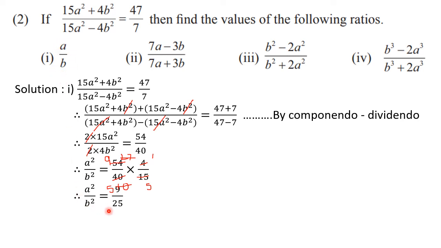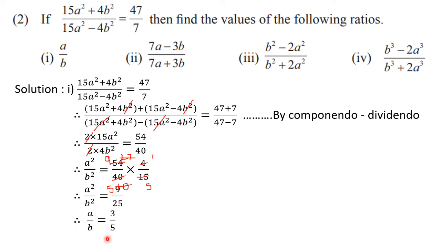And here while taking the square roots, we will not think of the negative number. Always we are thinking of positive numbers in the ratios here. So the value of a upon b will be 3 upon 5 when we are taking the square roots. Okay. So the value of a upon b is 3 upon 5. So the first one we have solved. I hope you must have understood how to do it.